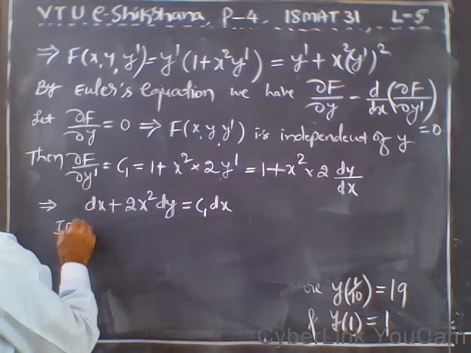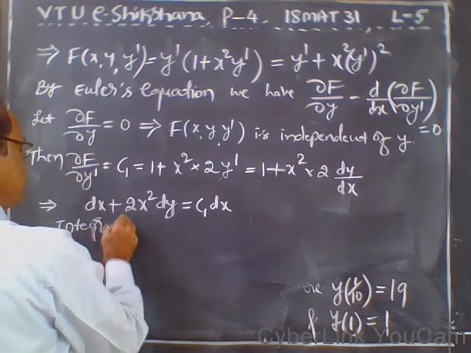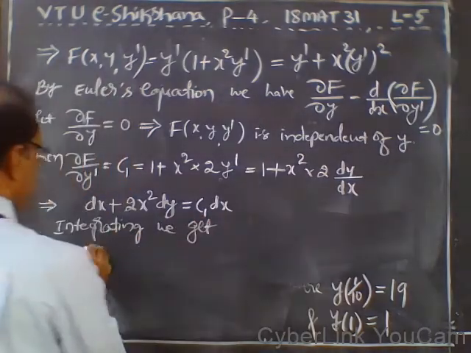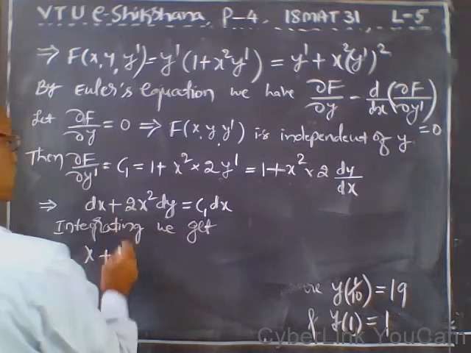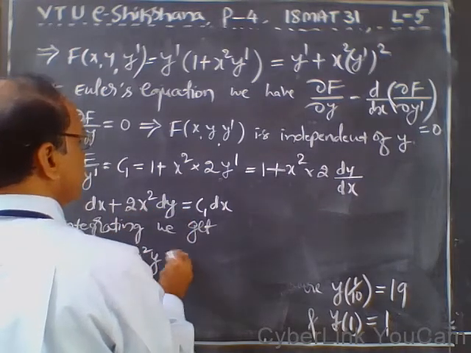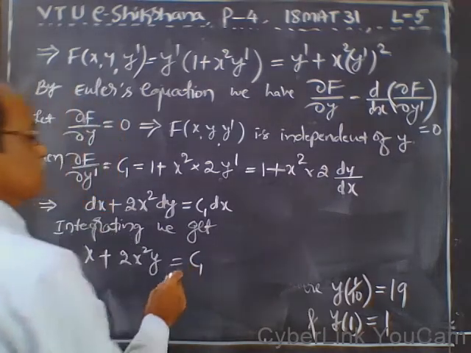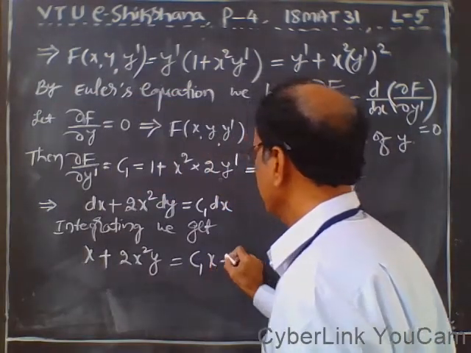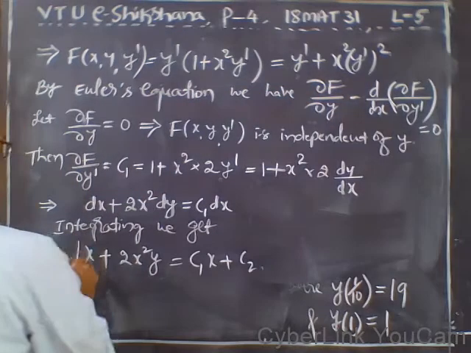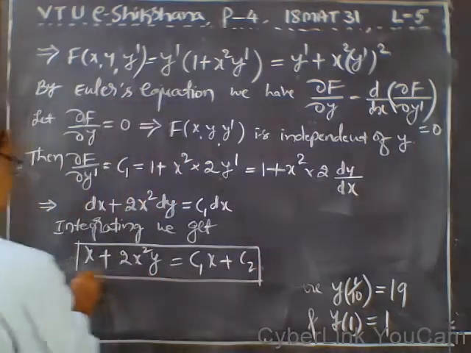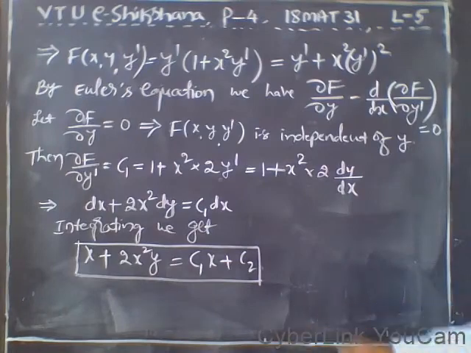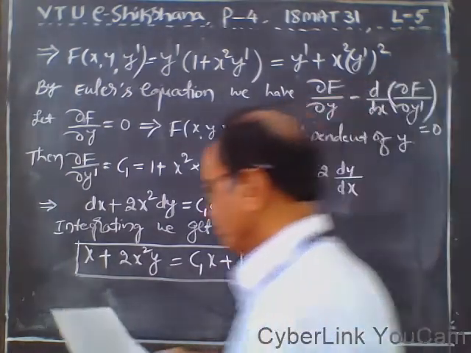Then we can write, integrating, we get x plus, this must be with respect to y, it is 2x squared y equal to c1 x plus c2. This is the final form after integrating the value of del f by del y dash from the Euler's equation.